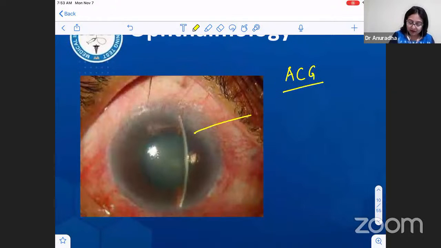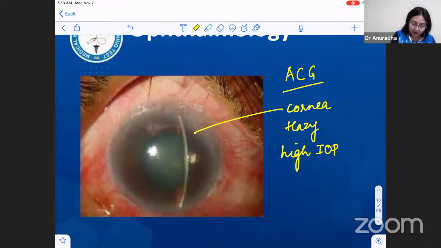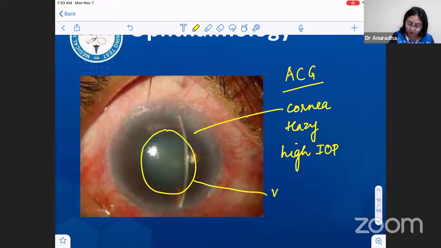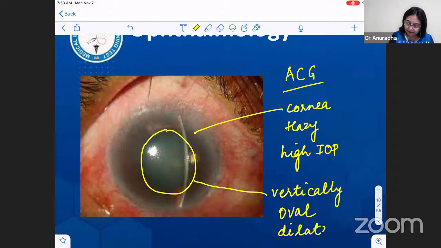You can see the cornea is hazy because of the high pressure. Because of the high pressure, the eye is red. And look at the pupil: a vertically oval, dilated pupil. Typically, classically, a vertically oval, dilated pupil. So all of you agree with me? What do you see in acute congestive glaucoma?